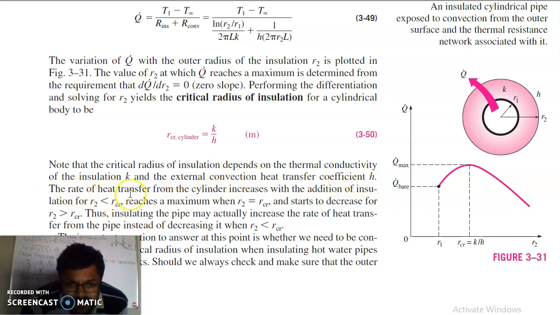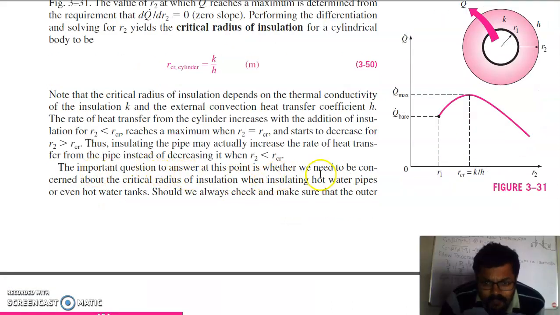The rate of heat transfer from the cylinder increases with the addition of insulation when R2 is less than the critical radius. Meaning if you are in this region, your rate of heat transfer will actually increase even after the addition of insulation, and it will reach maximum when R2 is equal to the critical radius and start to decrease for R2 greater than critical. The important question here is whether we need to be concerned about the critical radius of insulation when insulating hot water pipes or even hot water tanks.